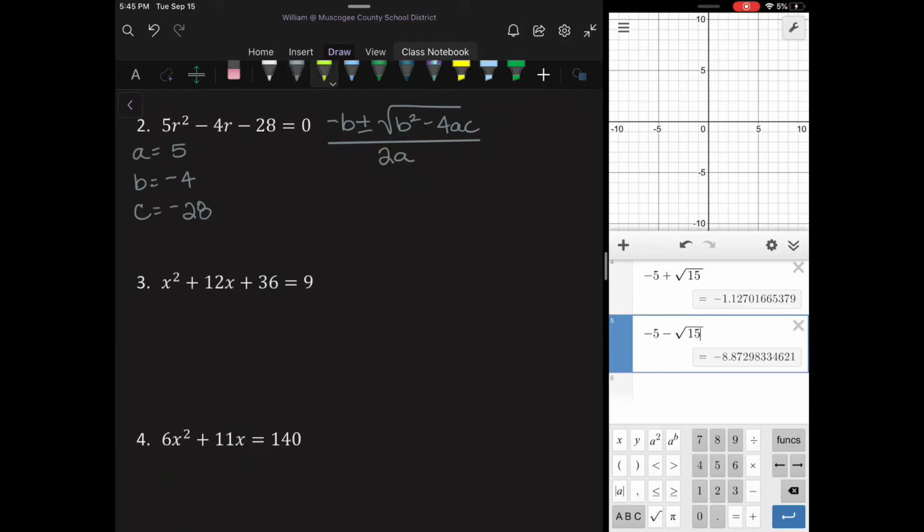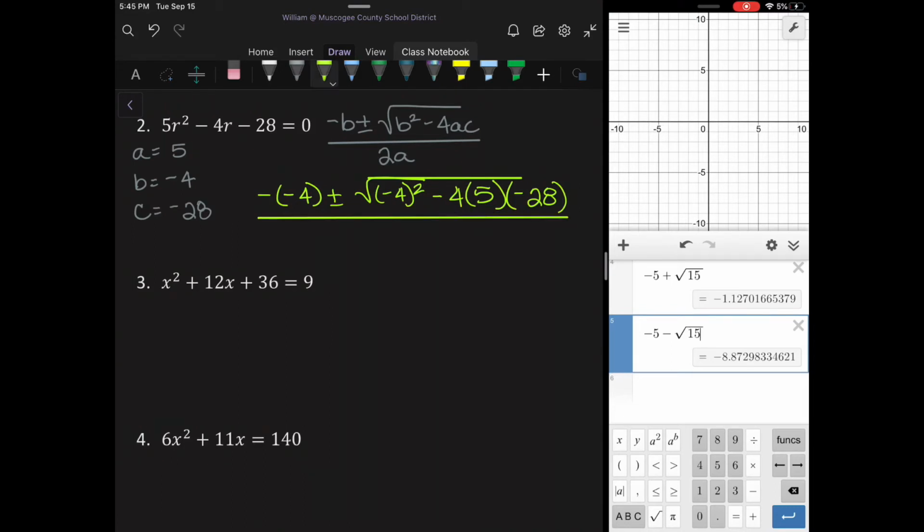And then we're going to take our variables, A, B, and C, and substitute them into the formula like we just did on number 1. So it is negative B, so I'll say negative times negative 4, plus or minus the square root of B squared, which is negative 4 quantity squared. You have to make sure that's staying in parentheses. Here I'll say minus 4AC, so minus 4 times 5 times negative 28. And this will all be over 2A, or 2 times 5.